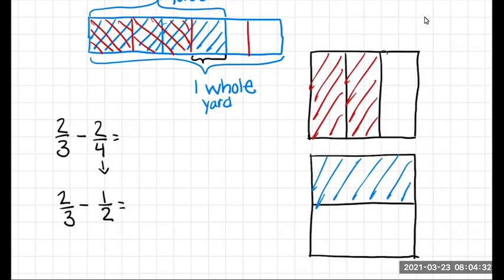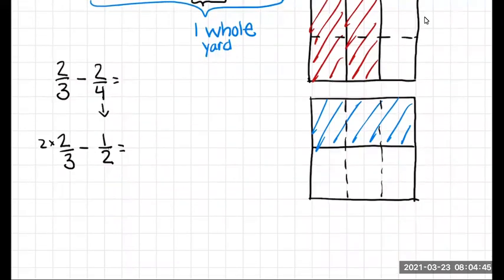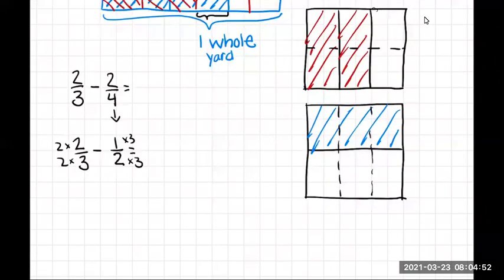Okay, so I'm going to decompose my fractions. And my new fractions are, we would multiply this by 2, this by 2, this one by 3, this one by 3. And we end up with 4/6 minus, we have 1, 2, 3, 4, 5, 6 minus 3/6. And our answer is 1/6.